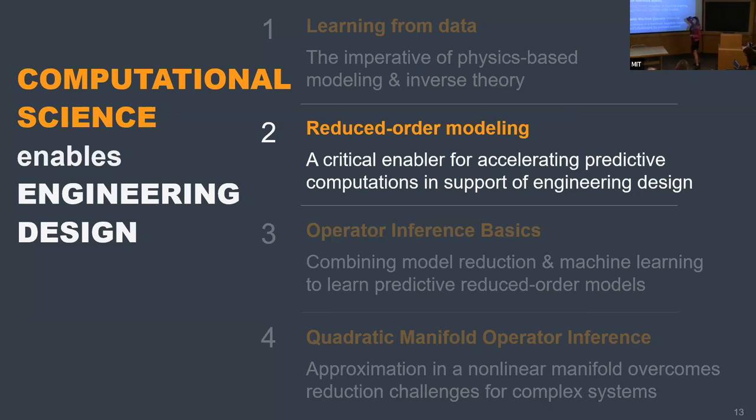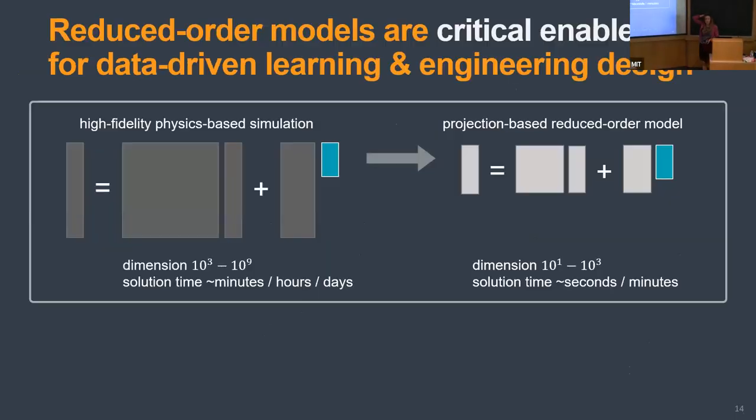So this is where reduced order modeling comes in as really a critical enabler for accelerating predictive computations in support of engineering design. Reduced order modeling is probably a topic that's pretty familiar, I think, to everybody here. The idea is shown here graphically. So over here is my high fidelity physics-based simulation that has usually hundreds of thousands, millions, maybe even billions of degrees of freedom. Simulation time, minutes, hours, days, even in that extreme example, maybe even months. And so what I want to come up with is a surrogate model, some kind of a simplified model that has lower dimension, lower complexity, and importantly, can be solved much faster.